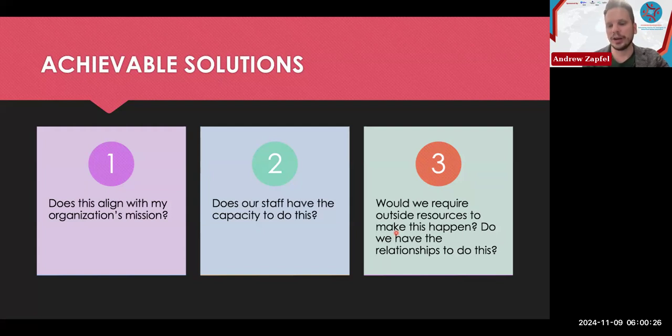And 3 was, would we require outside resources to make this happen? And do we have the relationships to do this? So yes, we want to do this. It's going to cost X amount of dollars. Do we have this in the bank? Or do we need to write a grant, seek out partnerships or sponsorships, and how to do that? And can we do that well? So I feel like these 3 questions can really start you in that direction of achievable solutions.